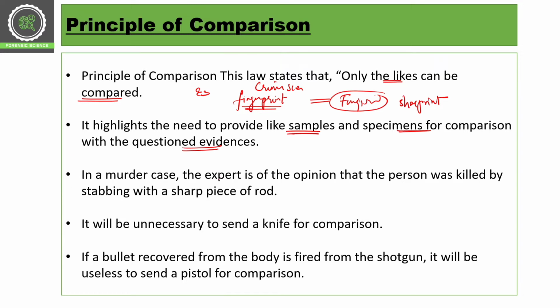In a murder case, for example, the expert is of the opinion that the person was killed by stabbing with a sharp piece of rod. If the expert is saying that the stabbing is done with a piece of rod, there is no point sending a knife for comparison, right? If a bullet recovered from the dead body is fired from a shotgun, it will be useless to send a pistol for comparison. We have to send a shotgun, right? So the principle of comparison says only likes can be compared.